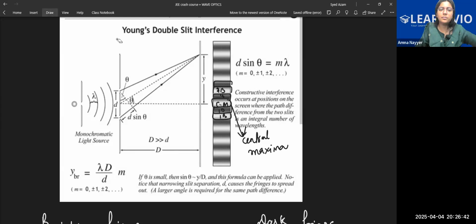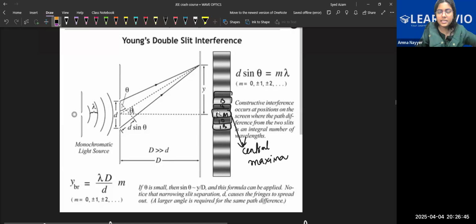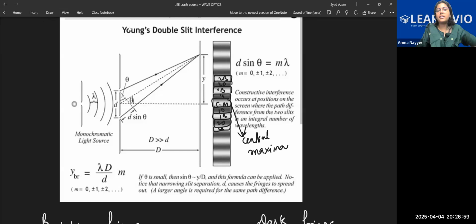This will move on. See, this is the first bright. This becomes the second dark. So this will also be the second dark. Then you have the second bright, like this. This is how these wave patterns are formed.